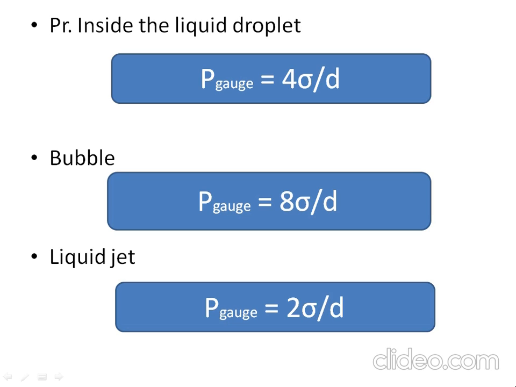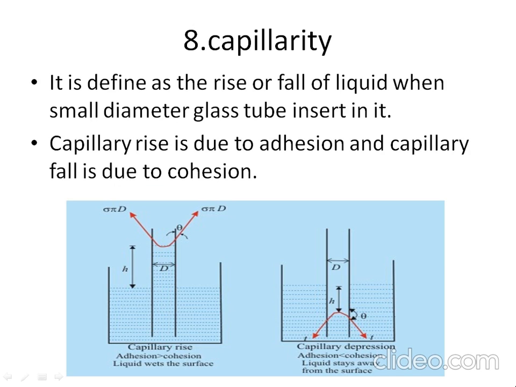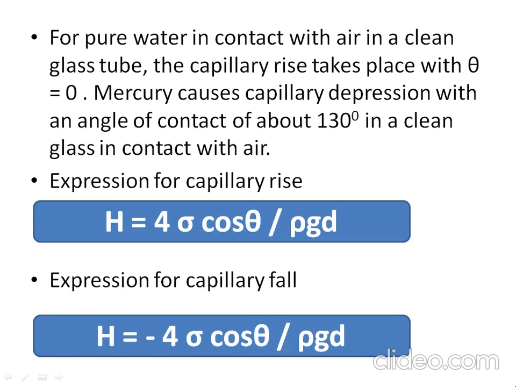Eighth property is capillarity. Capillarity is defined as the rise or fall of liquid when a small diameter glass tube is inserted in it. Capillary rise is due to adhesion and capillary fall is due to cohesion. For pure water in contact with air in a clean glass tube, the capillary rise takes place with theta equal to 0. Mercury causes capillary depression with an angle of contact of about 130 degrees in clean glass in contact with air.